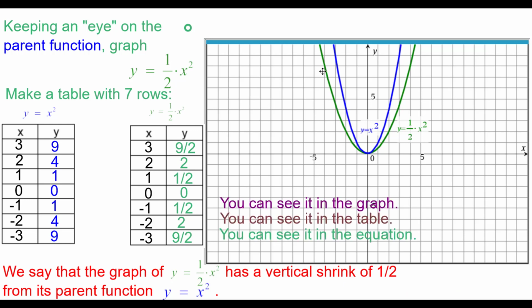You can see it in the graph. It's going up slower by a factor of 1/2. You can see it in the table. Everything is halved. The y coordinates, I should say, are halved. And you can definitely see it in the equation.